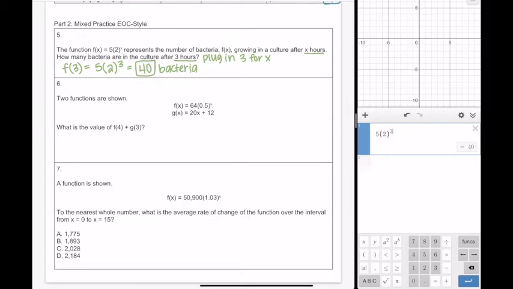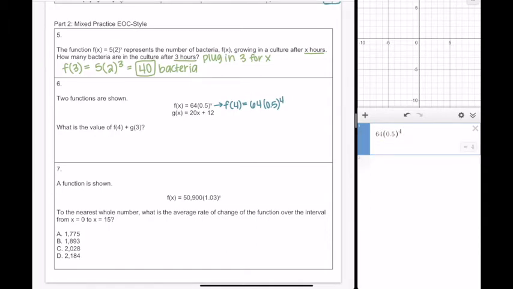So let's start with f of x. So f of x, that top one, we're looking for f of 4. So f of 4 means plug in 4 for x. And then we evaluate. So once we've plugged in 4 for x in that exponent spot, we just type that into Desmos. 64 times 0.5 raised to 4. And that gives us a value of 4.